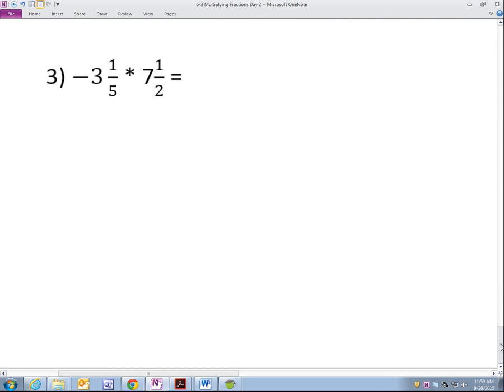Let's do number 3 next. What's my first step that I have to do here? Yes? Make mixed numbers into improper fractions. And where did she know that if she didn't think of that off the top of her head? Where would she know that, Ramit?